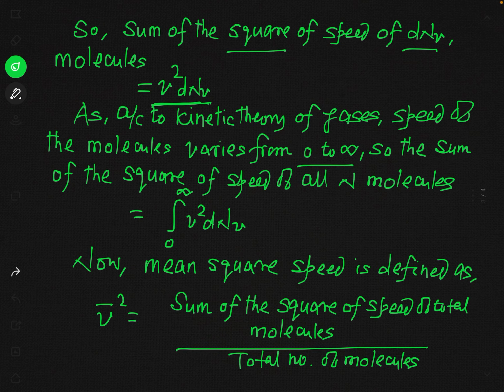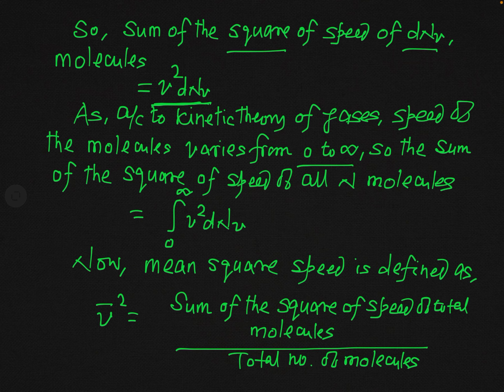So this integral of v square dn_v from 0 to infinity will give us the sum of the square of the speed of all the molecules N which are present in our gas. Now, in accordance with the simple definition to find the mean of any quantity, the mean square speed will be defined in this way. This is v bar square equal to the sum of the square of the speed of total molecules, that is N molecules, divided by the total number of molecules.